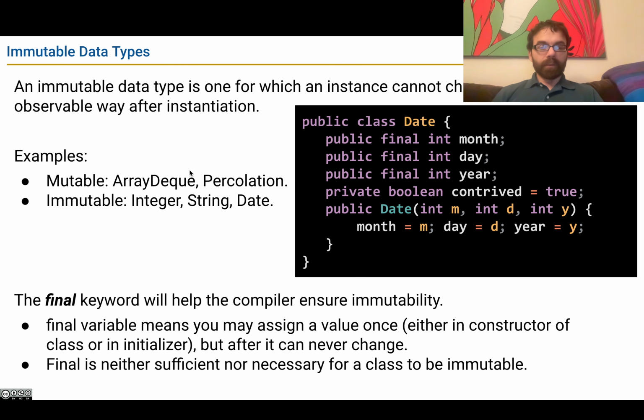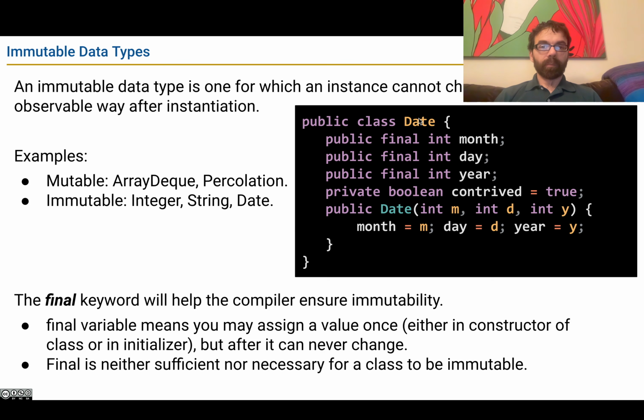So this final keyword I mentioned is one way that we can try to enforce immutability. But I should note that final is not sufficient or necessary for a class to be immutable. For example, if all these variables were private and none of them were final, it would be immutable, because when someone creates the date, they would have no access to the variables.